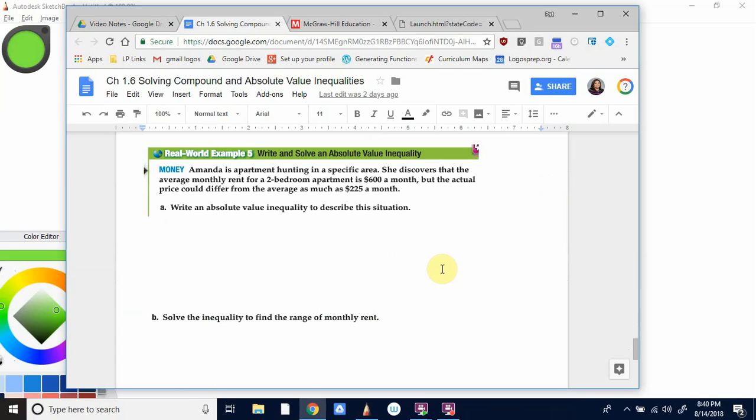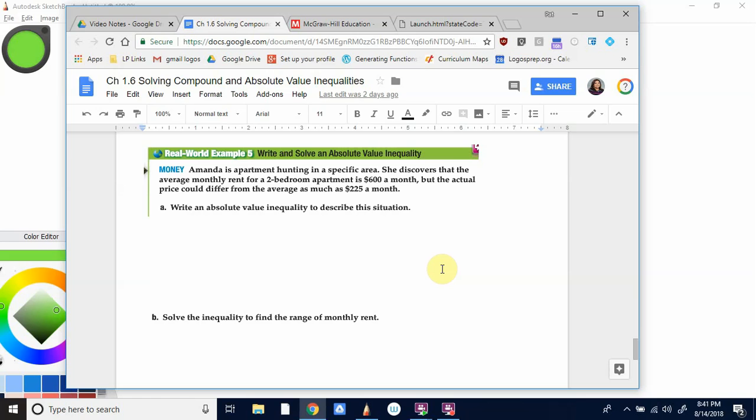So it says, Amanda is apartment hunting in a specific area. She discovers that the average monthly rent for a 2-bedroom apartment is $600, but the actual price could differ from the average as much as $225. So it could differ, so it could be plus or minus $225.